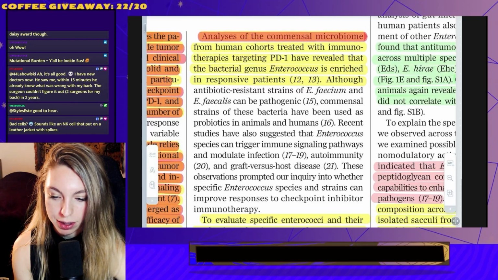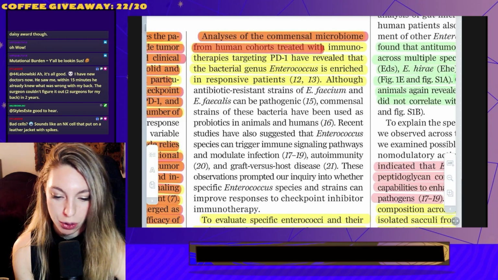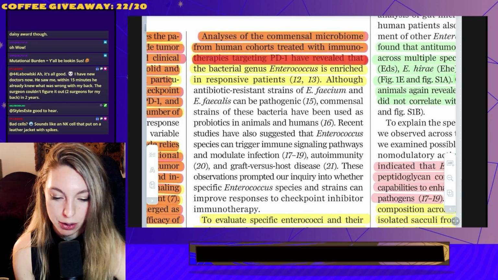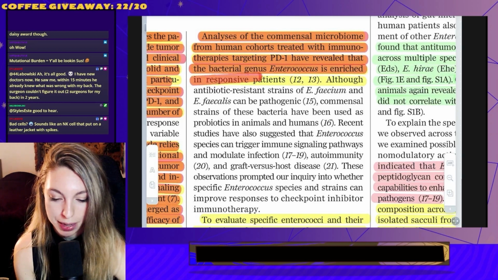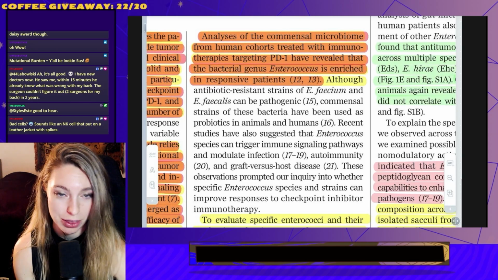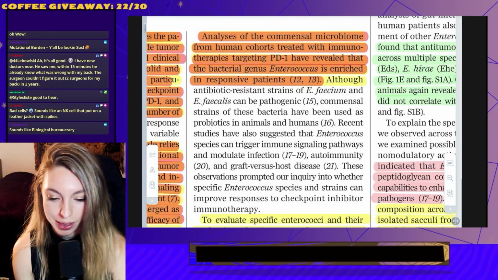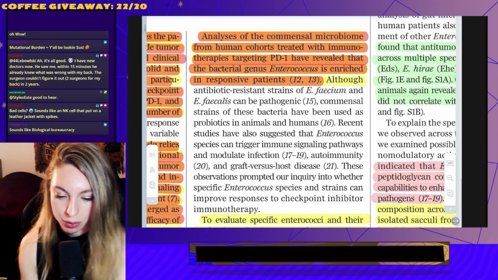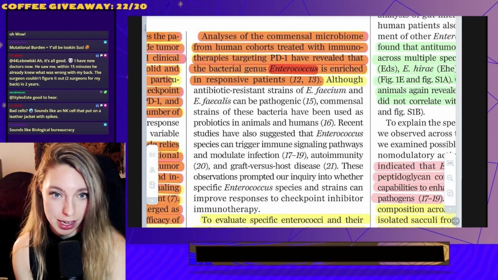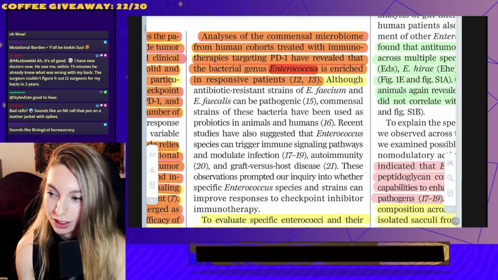Analysis of the commensal microbiome from human cohorts treated with different immunotherapies targeting PD-1 have found that the bacterial genus Enterococcus is enriched in patients that respond better when they're treated with this checkpoint blockade therapy. So their tumors shrink. So this is why the study here is focusing on enterococci.